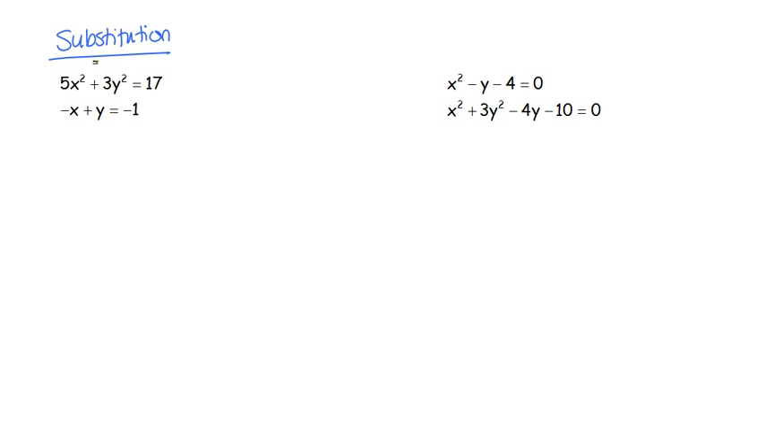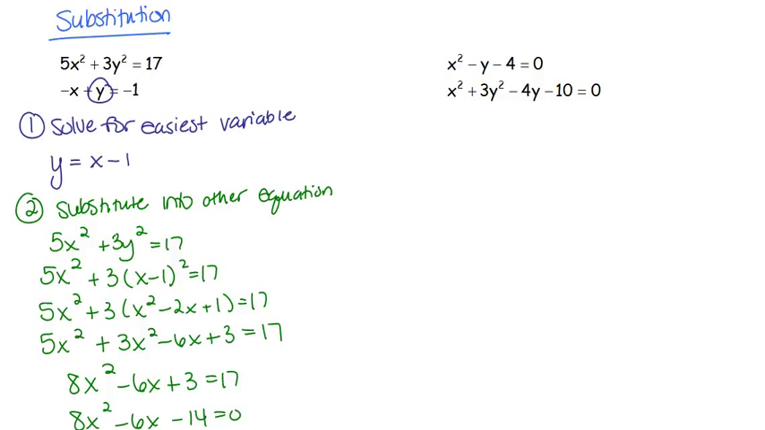So I want you to press pause and go ahead and solve this one using the substitution method. All right, let's see how you did. The easiest variable to solve for would be y in the second equation because it has a positive 1 coefficient. You could have also solved for the x, but I would have solved for y, which I did. So y, when I move the x over, becomes x minus 1.